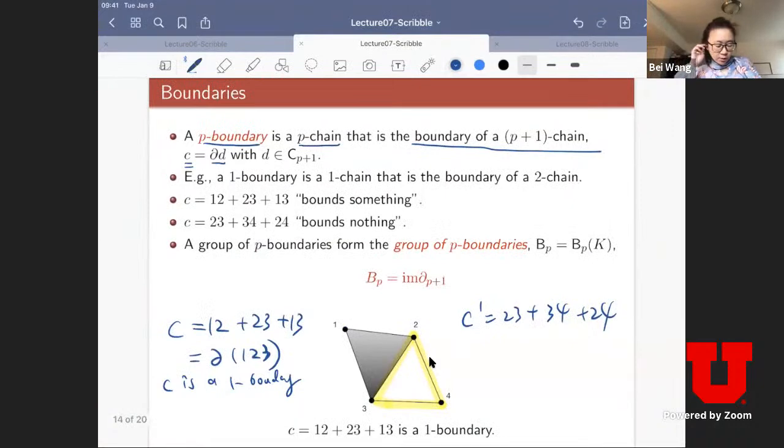So now we know that whenever I talk about p boundaries, they are p chains that satisfy a certain condition. So they are again subgroups, but they are the image of the boundary map. So what is an image, right? An image is: take everything in the domain and look at what is mapped to. That is the image of the map. Again, this will become clear very soon.